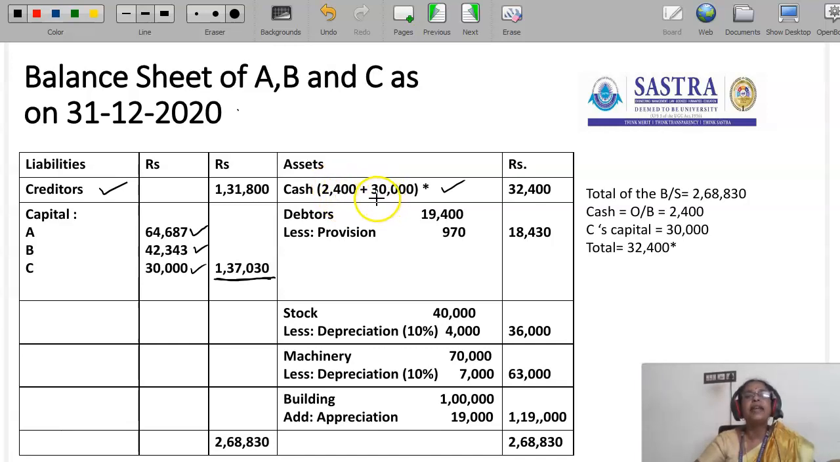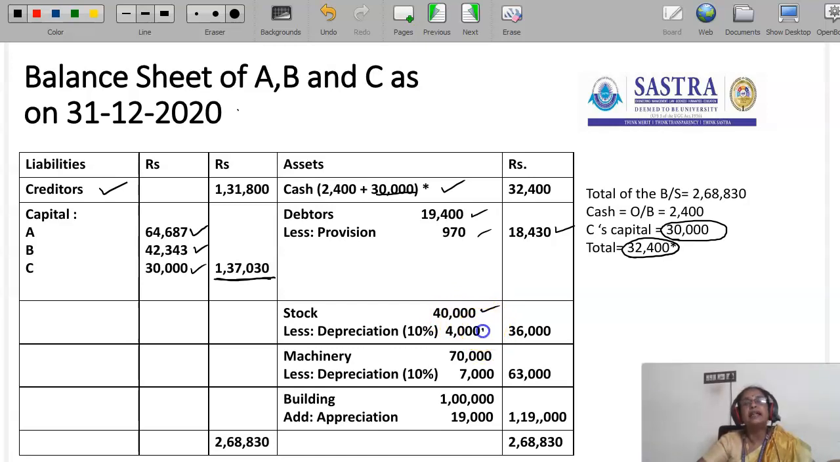So with that balance we have to add C's capital. C brought cash 30,000 rupees as his capital, so we have to add 30,000. So the total cash balance is 32,400 after the admission of C. Then debtors, less provisions. We provide 5% provision on debtors. So 19,400 minus 970 is 18,430.